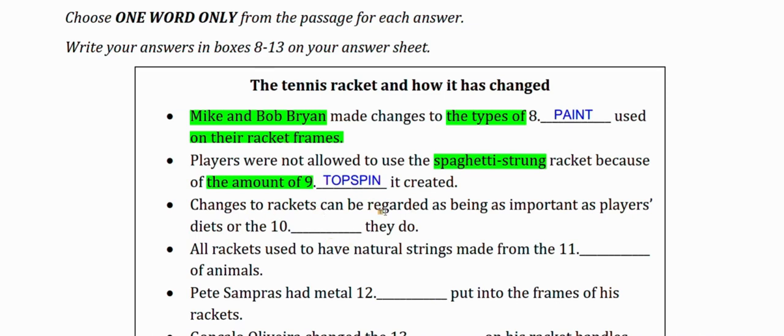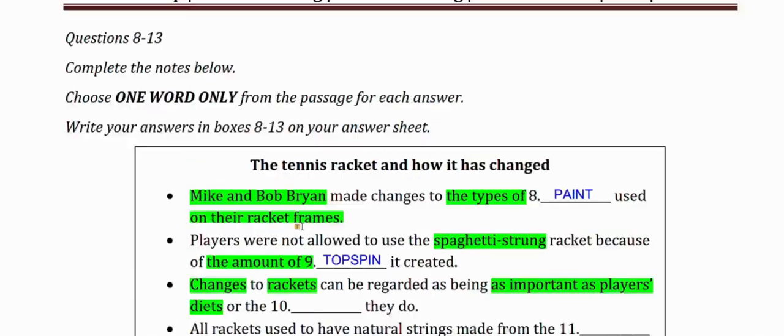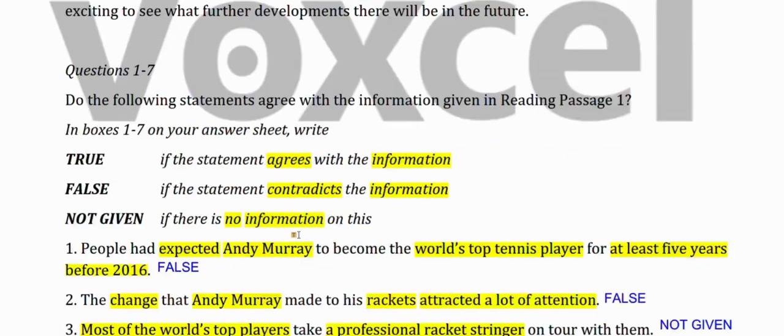Changes to rackets can be regarded as being as important as players' diets or the dash they do. So we have to find the changes to the rackets, okay, is regarded as being as important as players' diet or something else. So we have to find what kind of information it is compared with. Okay, let's see.